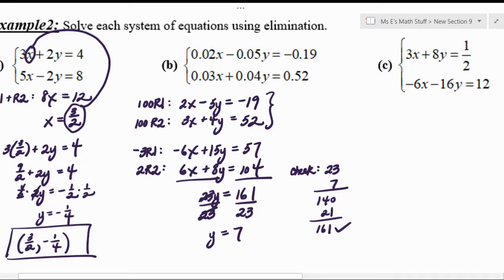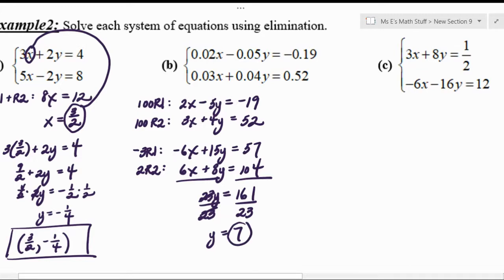Now that I have the y value, now I can just back substitute and get the x value. And you can back substitute anywhere in your work. You can go back up to one of the original equations. I prefer not to because of all the decimals. Or you could go anywhere in your work. And so what I'm going to do is take y equals 7.